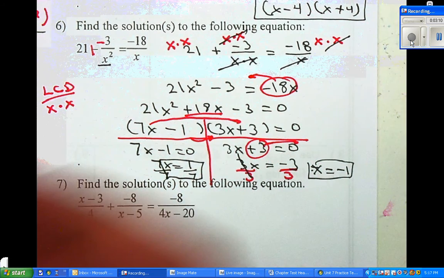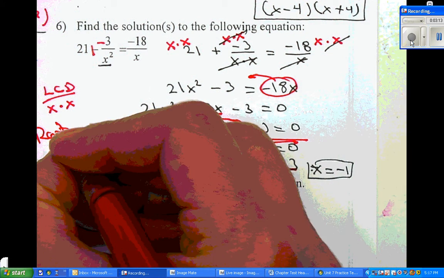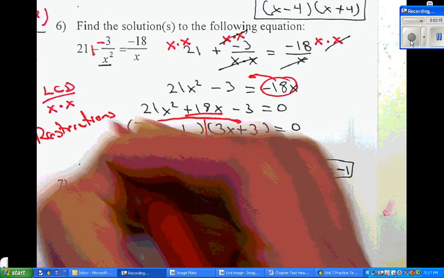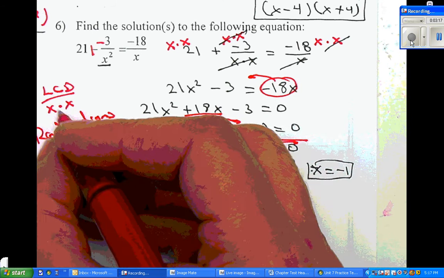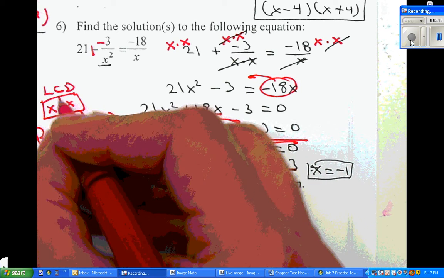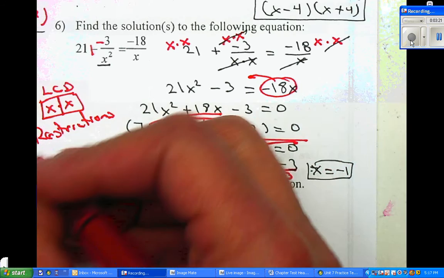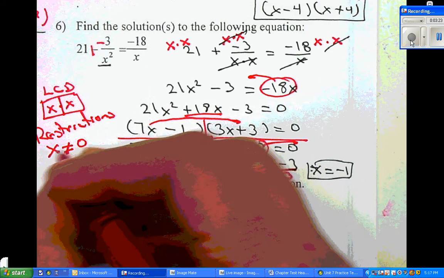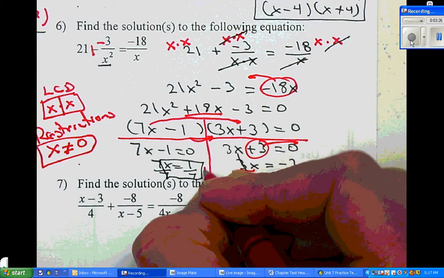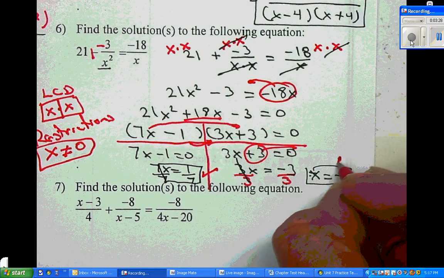Now, remember that we do have restrictions. The denominators cannot be 0. So I'm going to get my restrictions from the LCD. I actually just need one of the factors since they're the same. X cannot be equal to 0. And this answer is correct, and this one's correct. So we have two solutions.